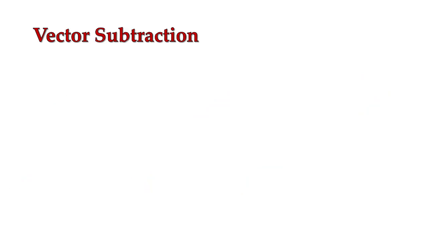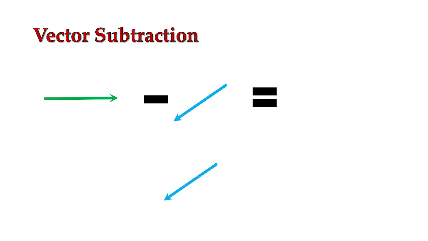In order to subtract vectors, say I have one vector and I want to subtract another, the first thing I need to do is take my second vector and multiply it by a -1. Then I will add the two vectors together like I did previously.